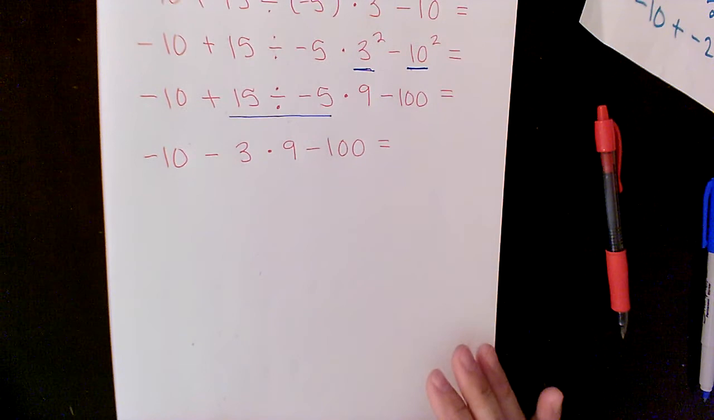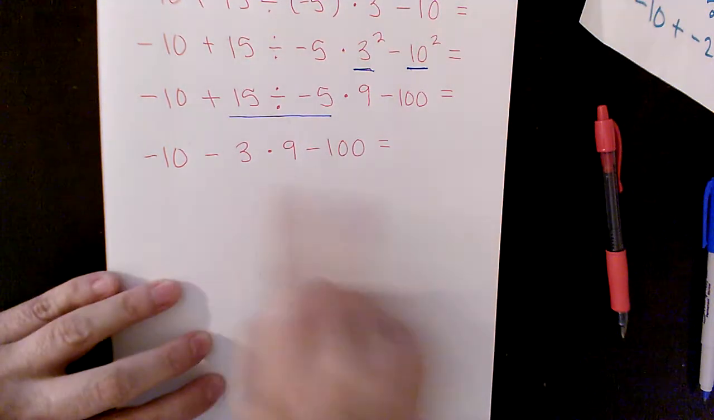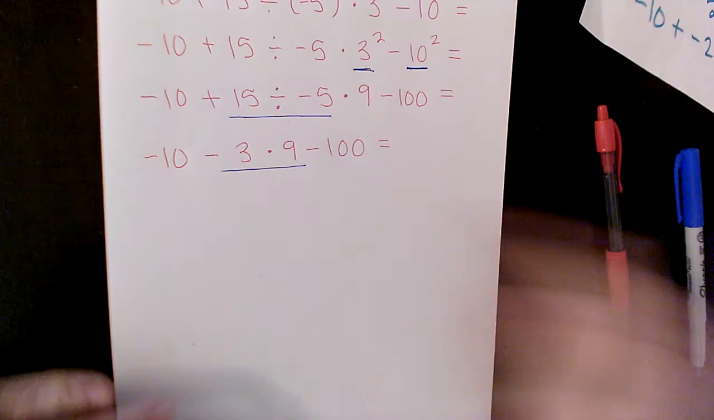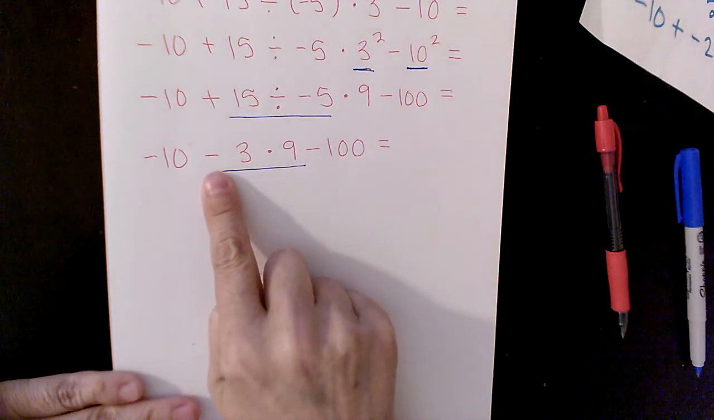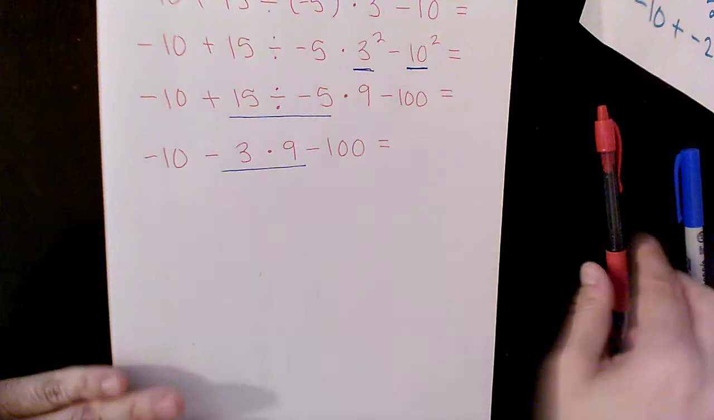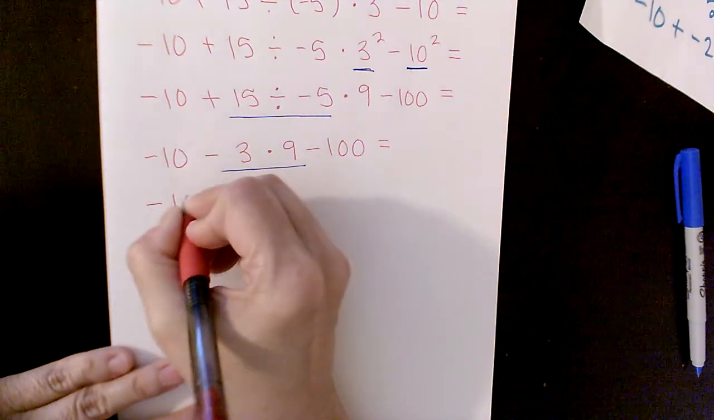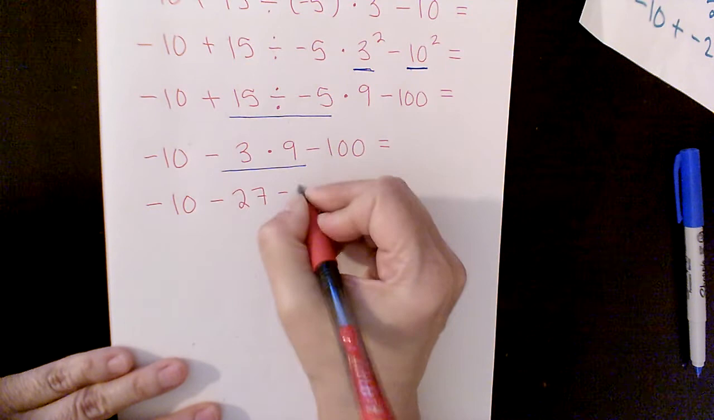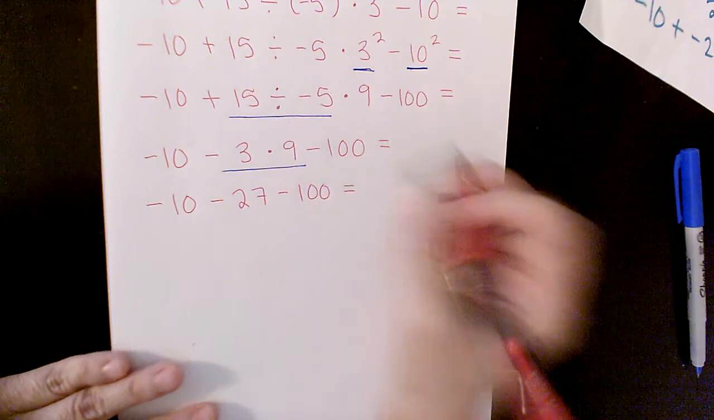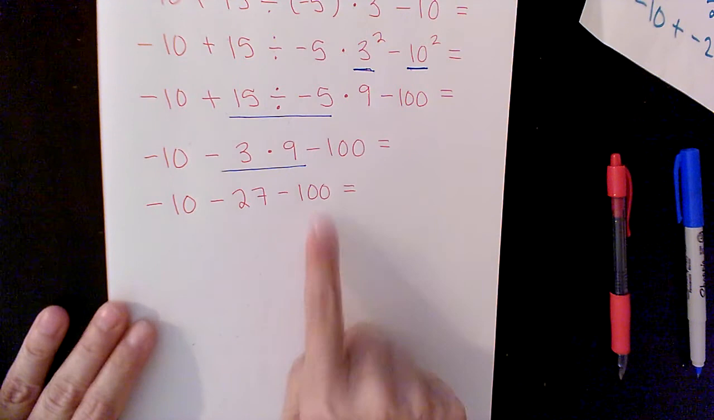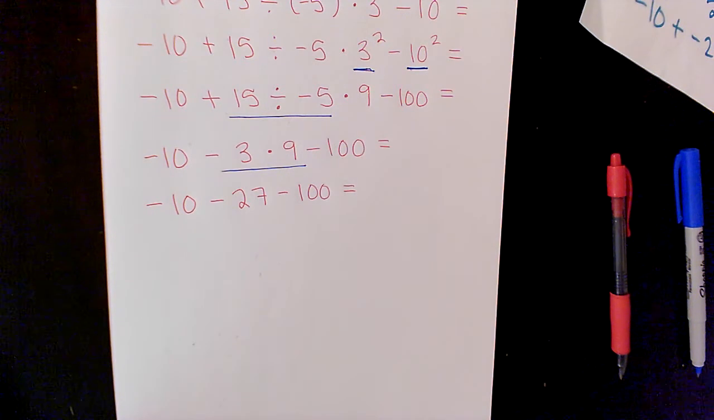Okay, I did division. Now I'm going to do multiplication. What's a negative 3 times a positive 9? It's going to be negative, right? So that's a negative 27. And then I have all negatives. Got a negative 10, negative 27, and a negative 100.